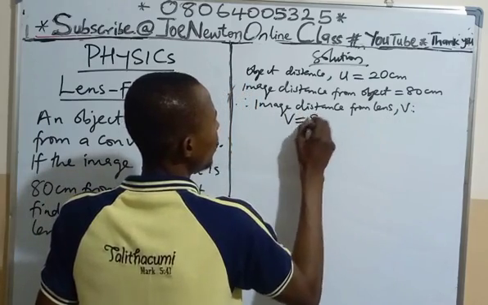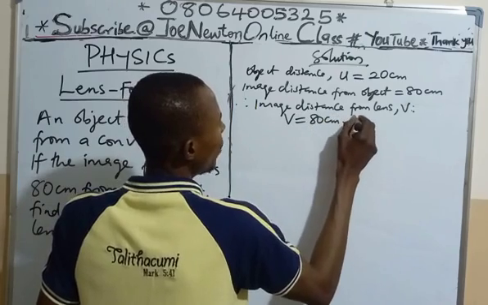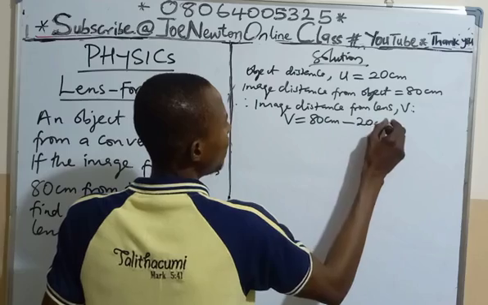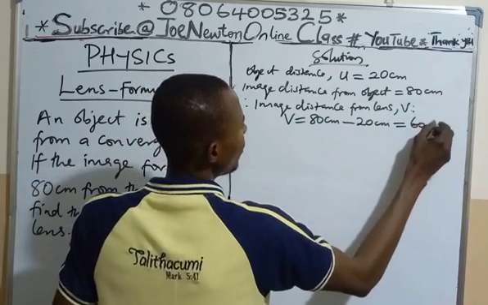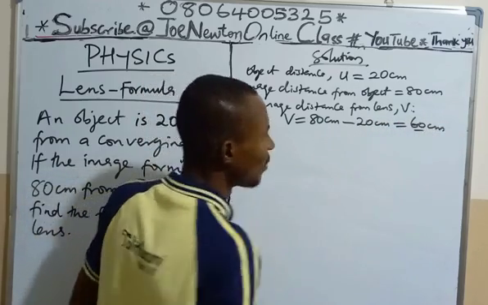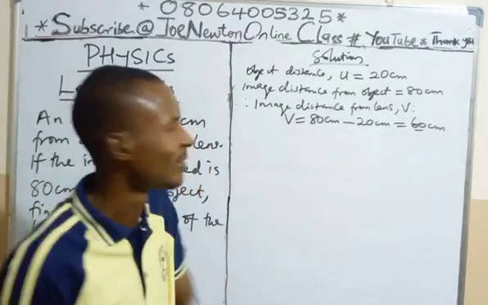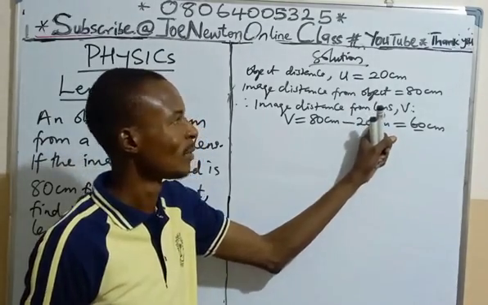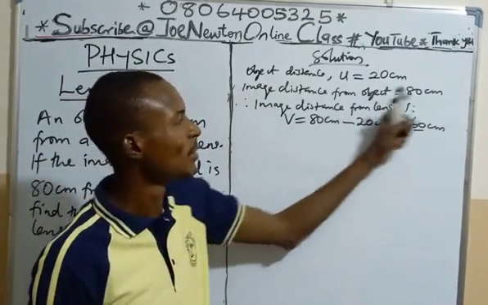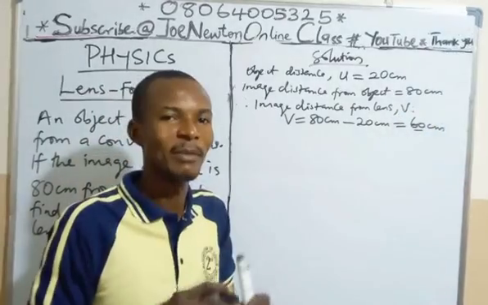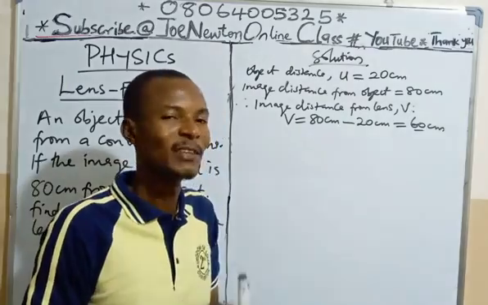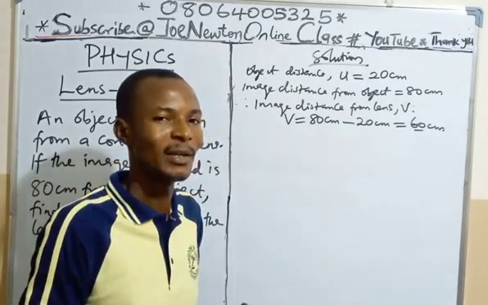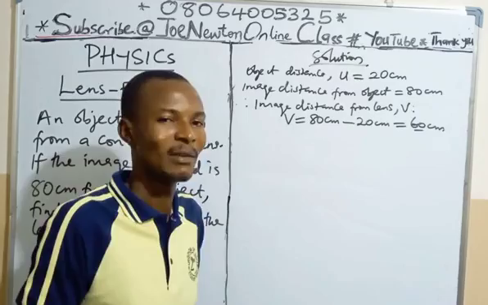Our V will be equal to 80 cm minus 20 cm to give what? 60 cm. So be mindful of this. So this is our image distance, the actual image distance from that lens. But this is the image distance from the object, which is not the real image distance. So the real image distance is the image distance from the lens, then the object distance from the lens.